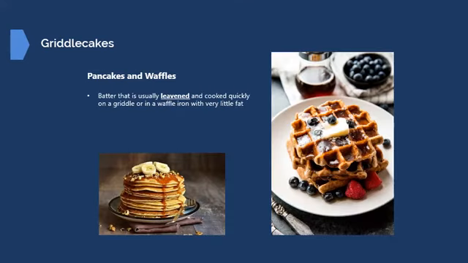One such griddle cake that we always think about is pancakes and waffles. This is batter that is usually leavened and cooked quickly on a grill or in a waffle iron with very little fat. The griddle cakes that you see in the picture here, the pancakes, gives it a nice fluffy texture to it by searing it on a flat top or in a saute pan and flipping it over once it starts to bubble. Then you're going to get a little rise out of it, a little puff out of that, and that's going to give it that nice soft texture.